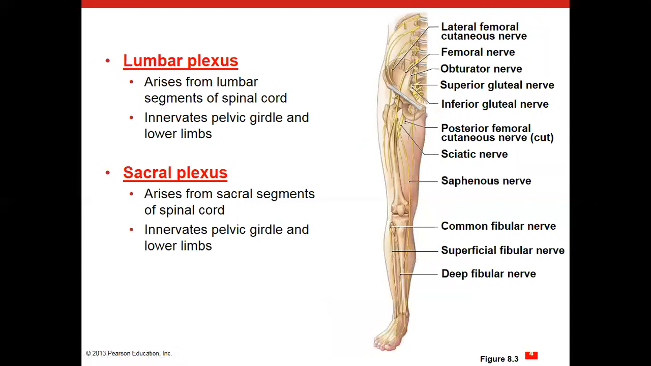The lumbar plexus arises basically from the lumbar segments of the spinal cord and innervates the pelvic girdle. So this whole os coxa, the hip bone here, and the lower limbs. So there's a nerve that branches off of there called the femoral nerve. That femoral nerve is one of the major branches off of the lumbar plexus.